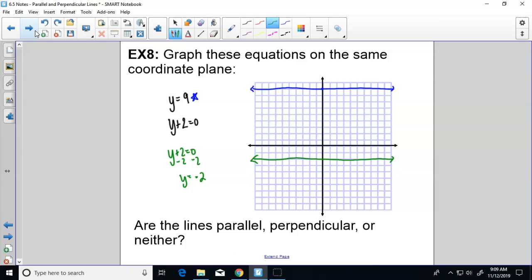Okay. All right. Example 8. Y equals 9 is just a horizontal line at 9. The second one was throwing a lot of you guys off. Every time you graph anything, unless it's an x equals a number line, you got to solve for y. So you got to subtract the 2 from both sides, and it gives you y equals negative 2, which is a horizontal line at negative 2. Are these parallel, perpendicular, or neither? They are parallel.